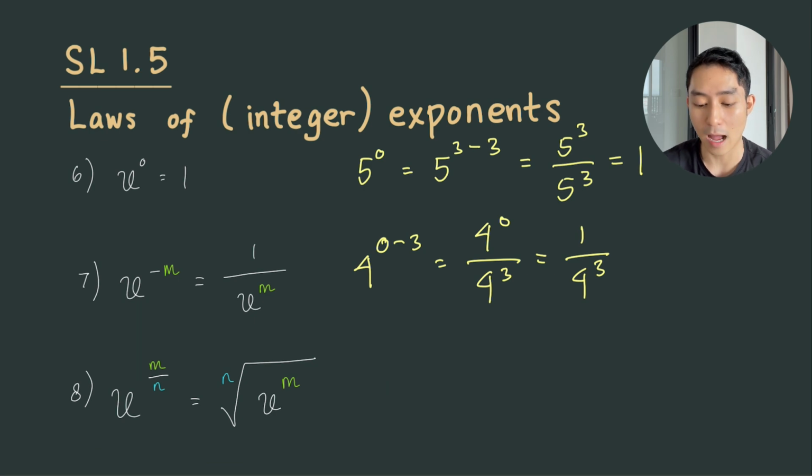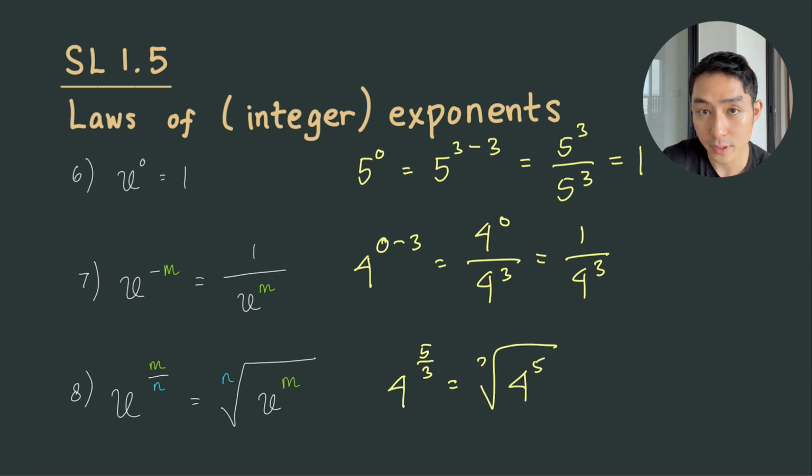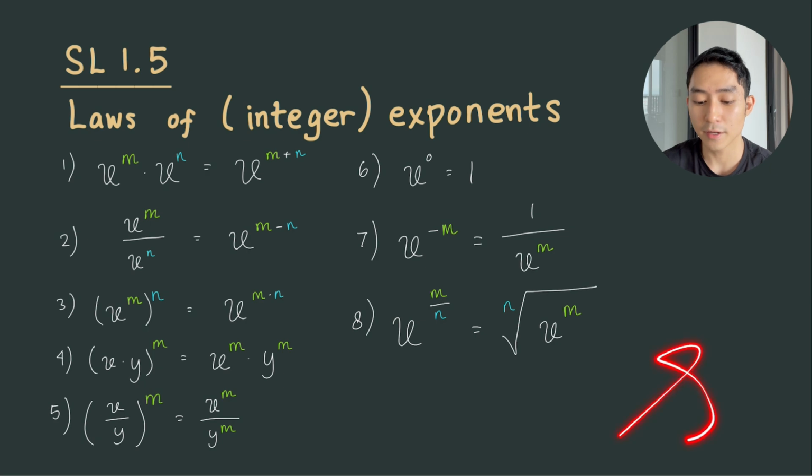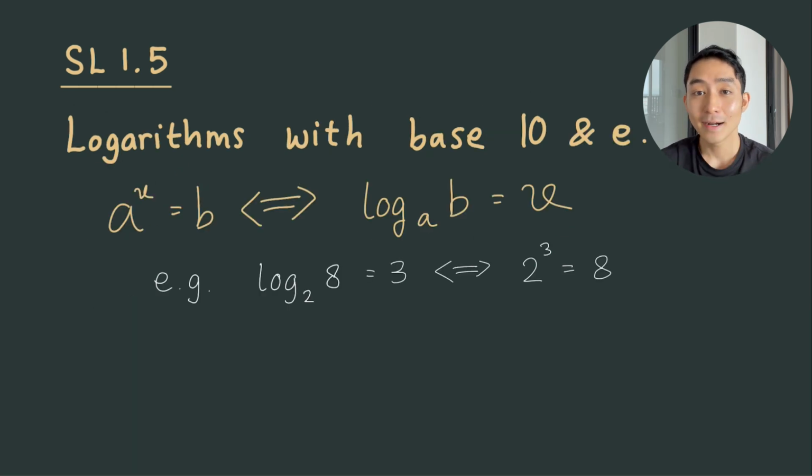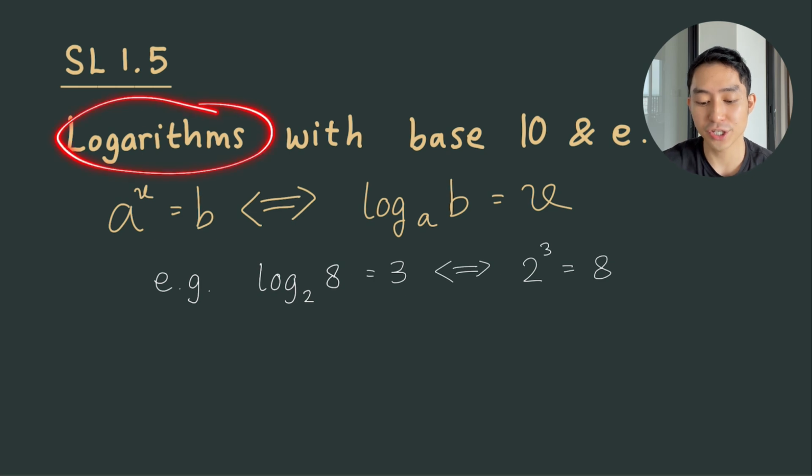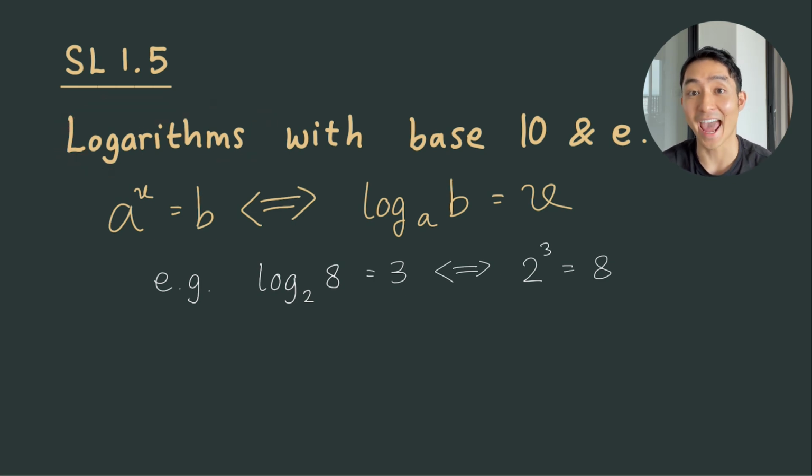This implies how to combine the power with the root. So in this case, if let's say you have 4 power 5 over 3, now you can write it that it is 4 power 5 and a cube root, which you can also simplify into 4 multiplied by 4 squared cube root. Now, here is the summary for laws of integer exponents, in which you can take a screenshot and save them. Now, let's continue with the introduction to logarithms with base 10 and Euler number.